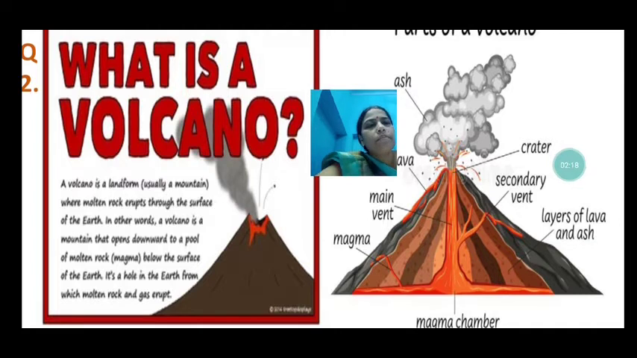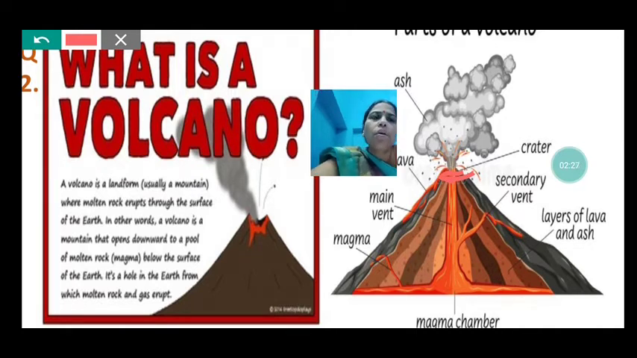Here you can see this is the opening through which the molten rocks come out. Molten rocks are the rocks which are in the liquid form. Due to high pressure and temperature, the rocks have been changed into liquid form inside the earth's crust. They come out with a great pressure through the opening, and it is erupting through the surface of the earth.